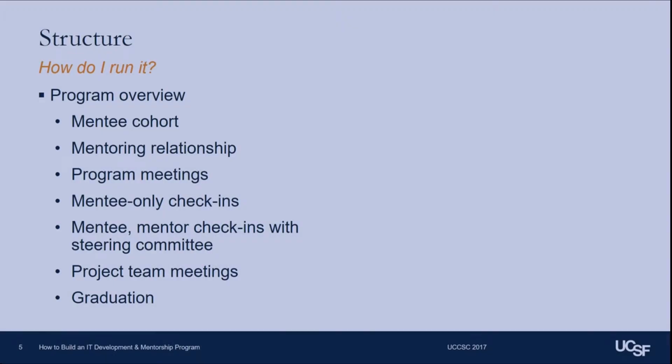Okay, so our program is a mentee cohort of 12. There is a year-long mentoring relationship with either a senior technologist or a manager. We have monthly program meetings where people come in and learn from existing leaders about how they got there, what their strengths are, what they recommend people do. We have mentee-only check-ins where the mentees can basically go and complain about their mentors, complain about the program, complain about their boss. It's important for them to build that peer organization.